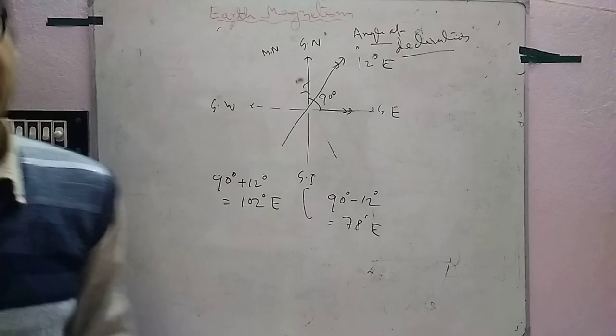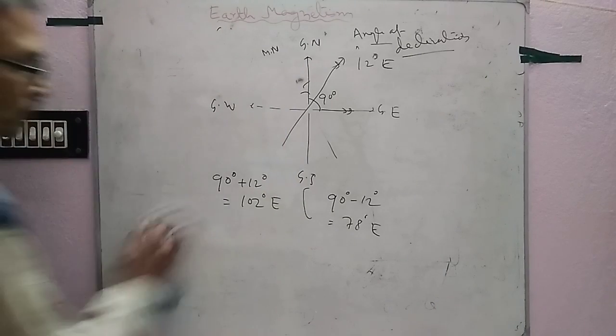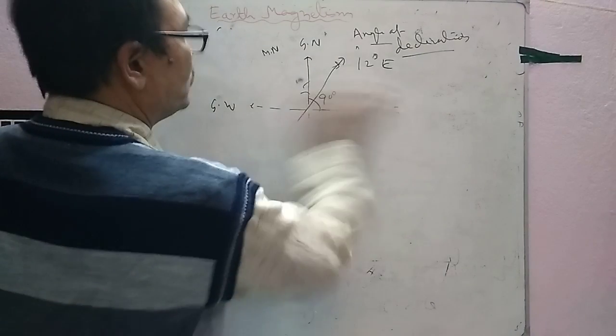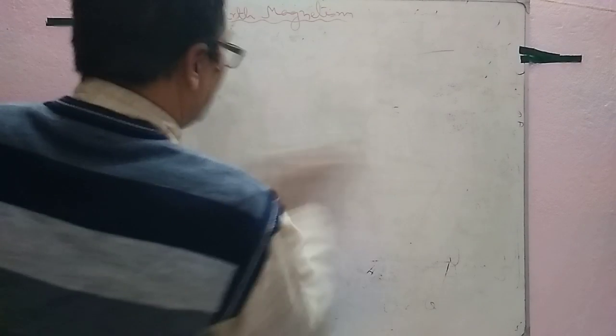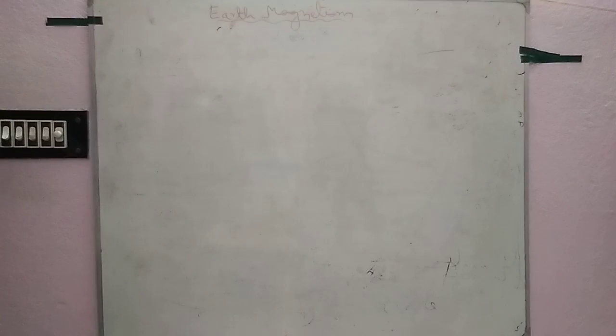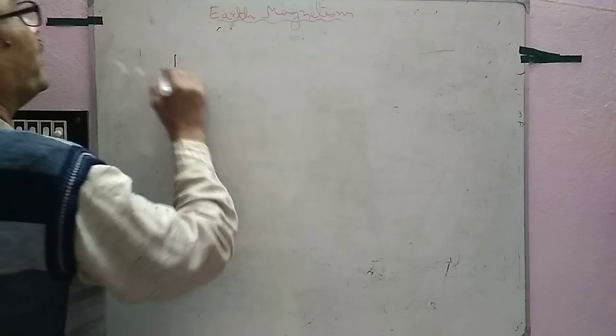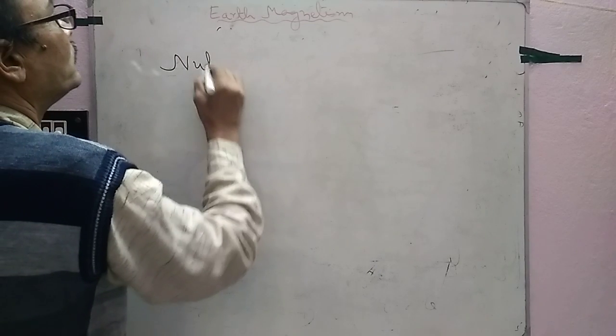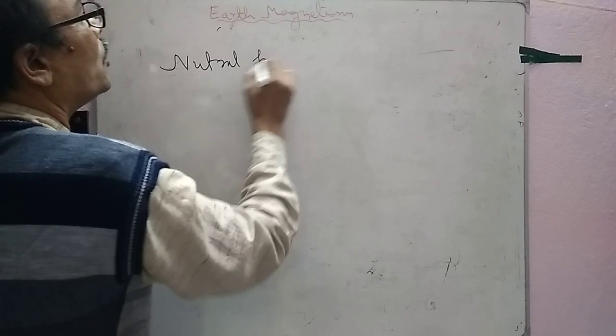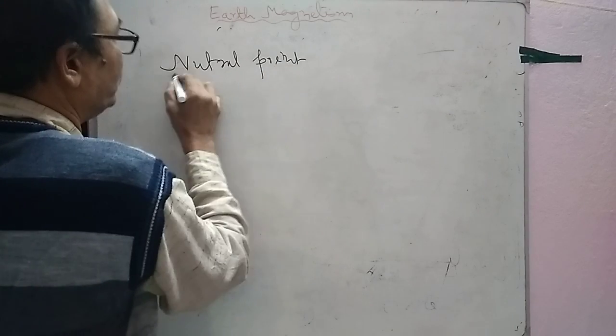78 degrees. This is another type of problem. Clear? Now we shall discuss the neutral point of a magnetic field.